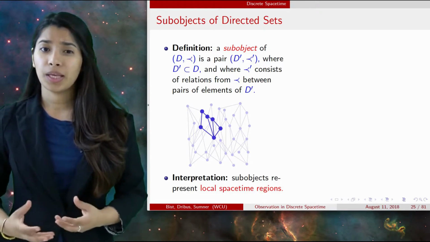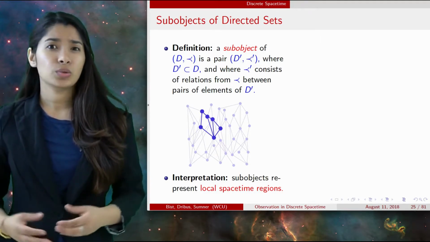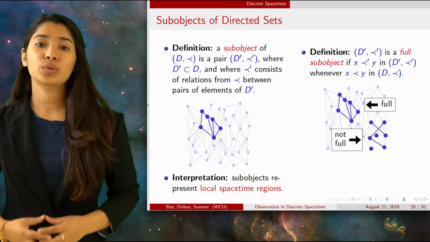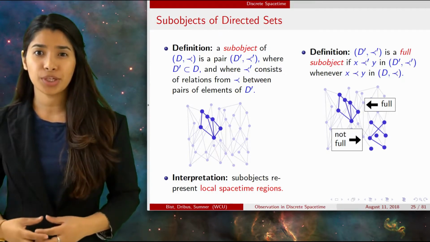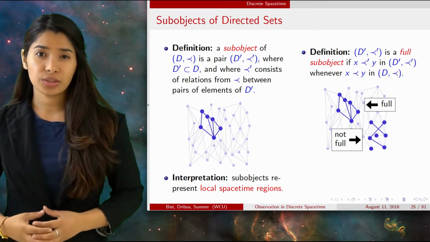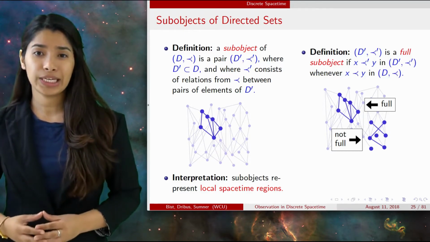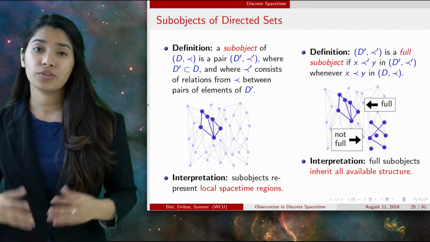There's a potential complication which is worth mentioning. When we talk about a subobject, do we include all the relations of D between its elements, or only a few of them? If we include all of them, we call it a full subobject. In most cases, we will deal with full subobjects. The picture shows the difference between the two. Essentially, if a subobject is not full, then it is missing some possible relations, whereas a full subobject inherits all the available relation structure from D.